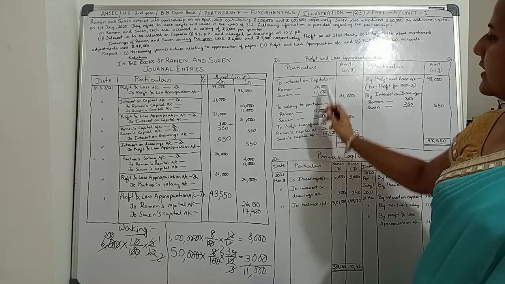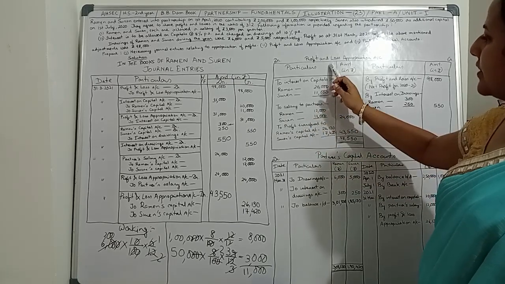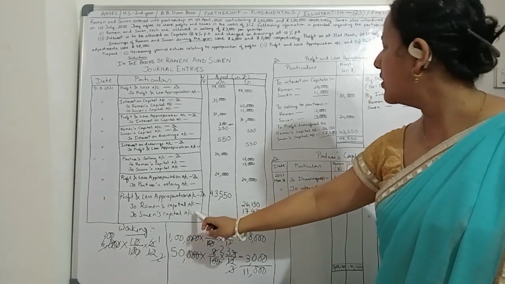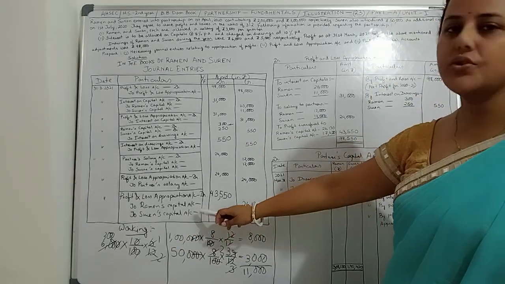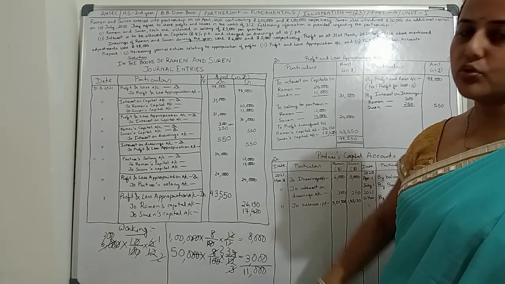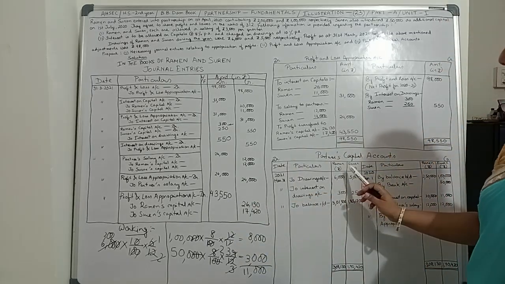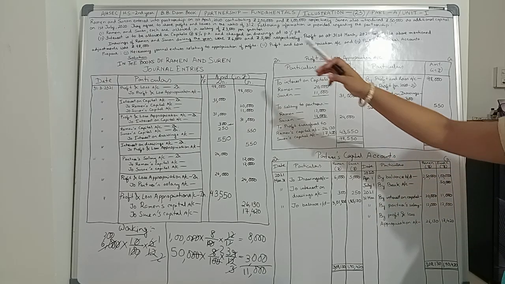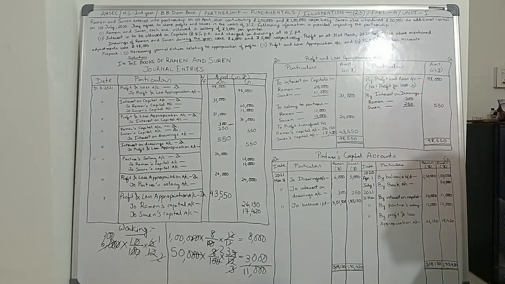So this is one of the journal entries: profit and loss appropriation account debited to Ramesh's capital account and Suren's capital account. This is the transfer of profit. You have to put the amounts, you have to put the total. Then you go for the partners' capital account. So you have to put the opening balance over here. Then by bank account, Suren has got an additional capital of rupees 50,000.